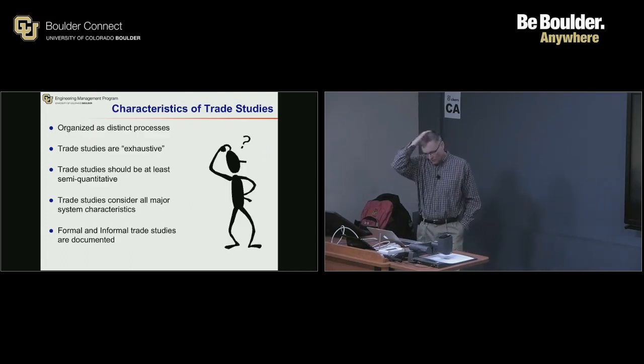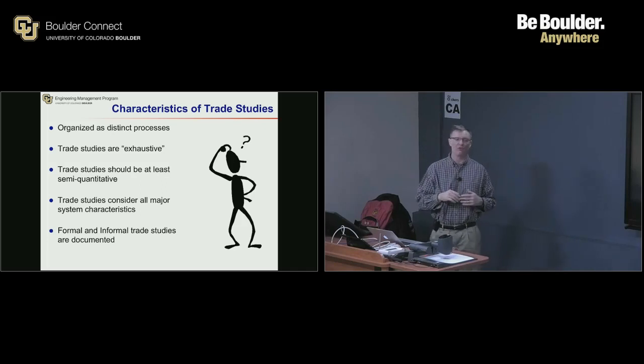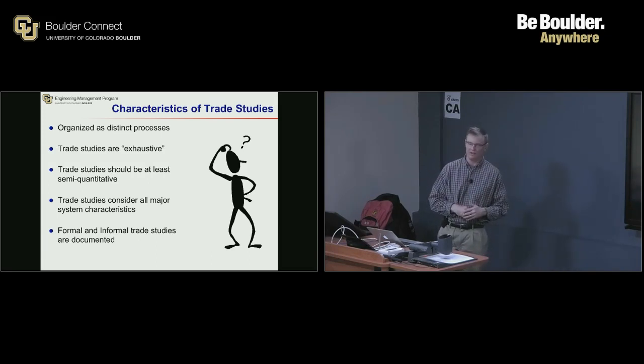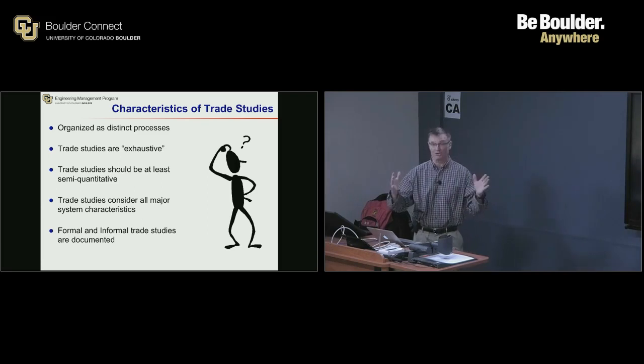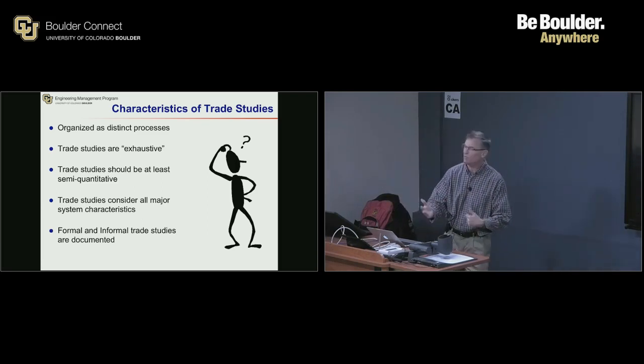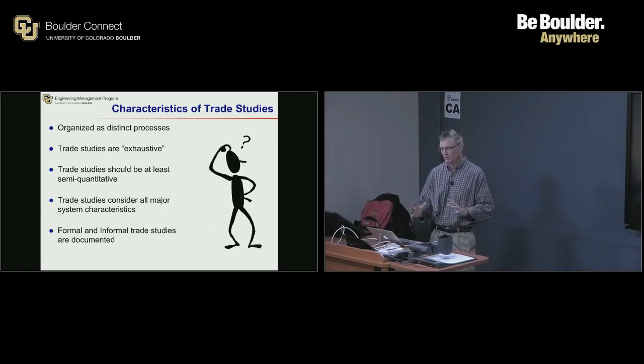Right. Okay, so a couple ways you know that you're going about doing a trade study correctly. First of all, you want to make it its own organized, distinct process that's separate from the rest of the design process that's going on. So in other words, you want to make a conscious decision to say, we're going to do a trade study. These are the things that we're considering. And here's how much time we have. Here's how much money we want to spend on doing this, whatever. We want to make it its own separate entity. All right.